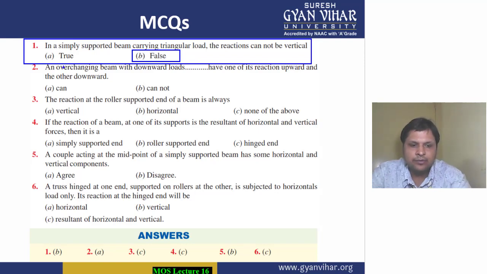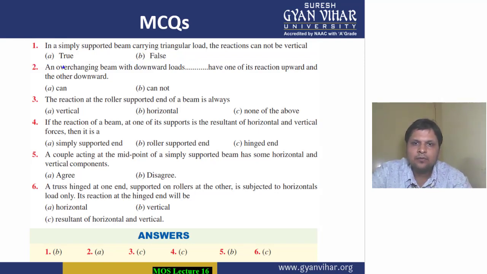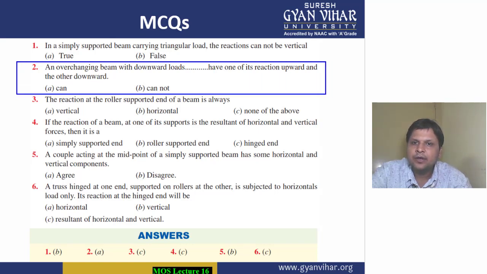Coming into the MCQ number 2, what is MCQ number 2? An overhanging beam with downward loads, dash, have one of its reaction upwards and the other downwards. So in case of overhanging beams, the reaction can be one in the upward direction and the other in the downward direction. So option A is the correct option.